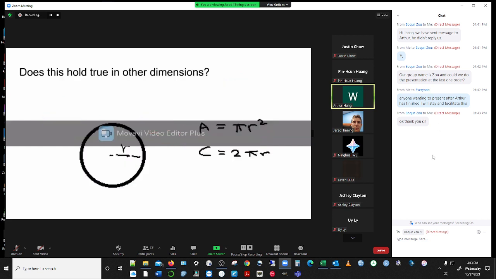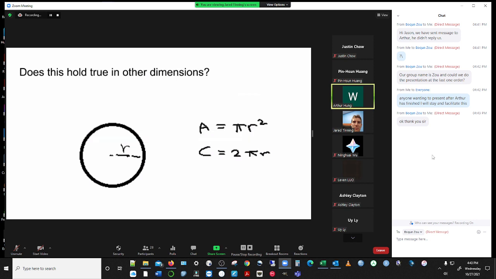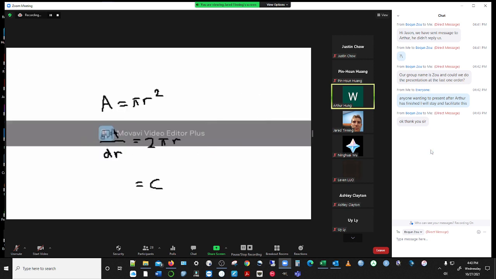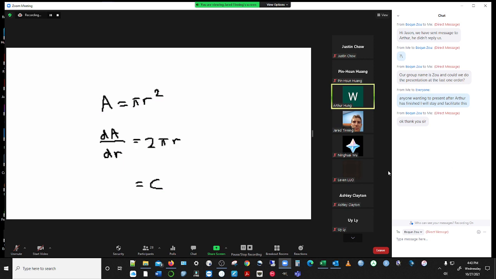So now that we have proven this, does this hold true in other dimensions? In this case, let's use a circle with radius r. We know that the area of it is pi r squared, and its circumference is 2 pi r. If we differentiate the formula of the area of this circle with respect to the radius, we get the circumference as we can see here. This provides evidence that this does hold true in other dimensions.